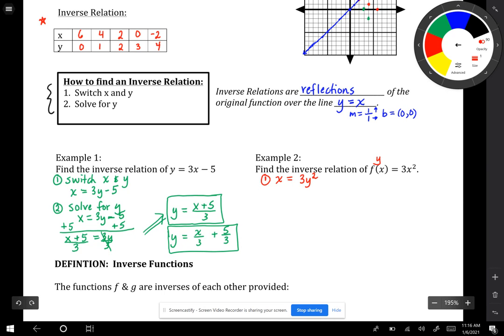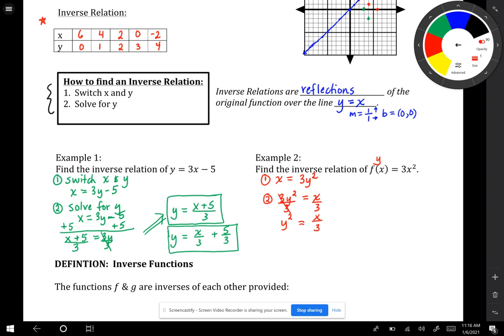And step number 2, we are going to solve for y. So I will just rewrite this. You know what? For this particular one, I'm going to go ahead and put y on the left side because I prefer it. Okay, so I'm going to write 3y squared equals x. Divide both sides by 3. Y squared equals x over 3.